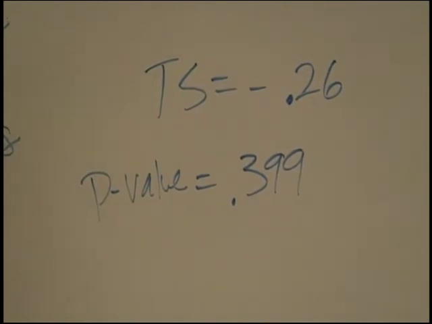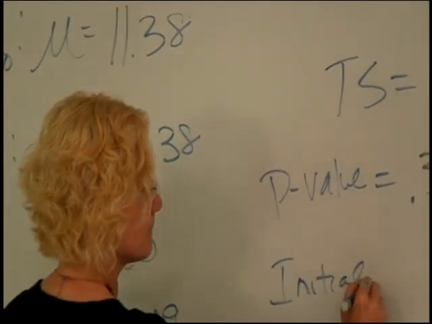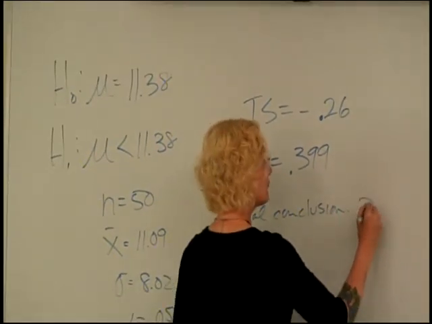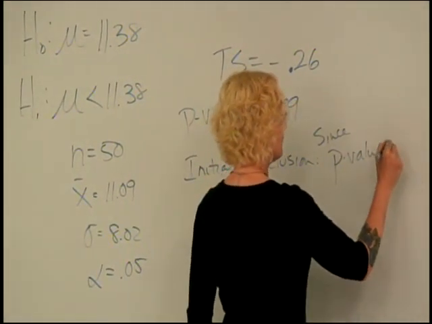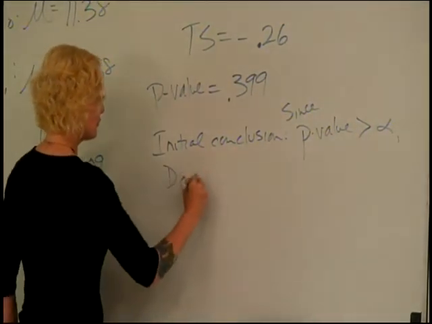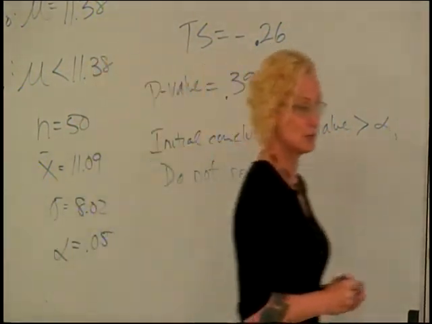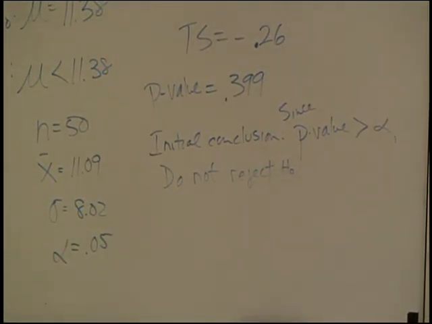You with me? We're going to not reject H0. You can write, if you want, the p-value, or since the p-value is greater than alpha, do not reject H0. And then we'll go back and summarize by saying, do we believe that rural homes pay less real estate taxes? No.